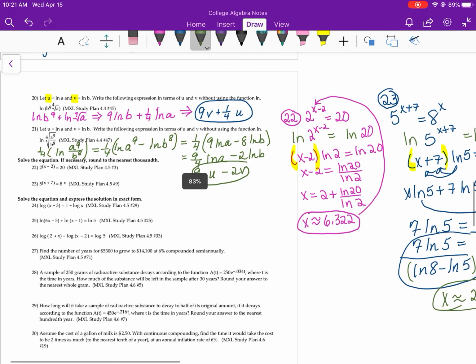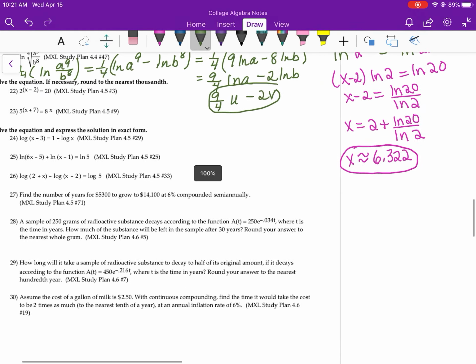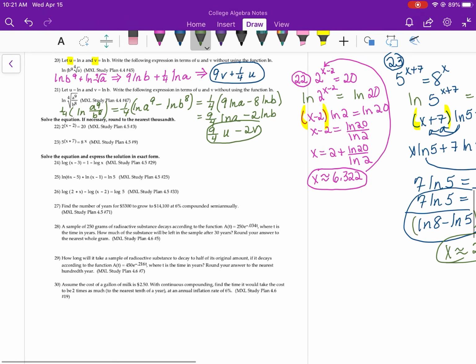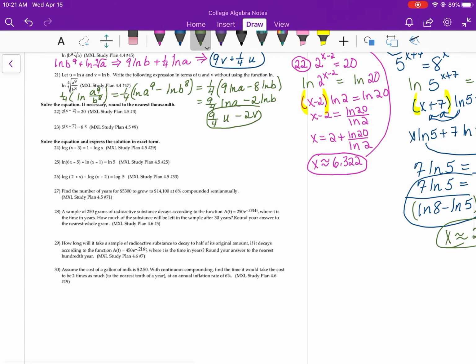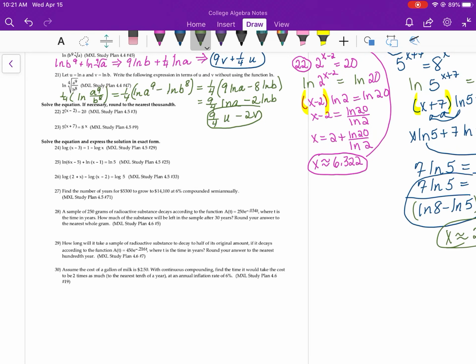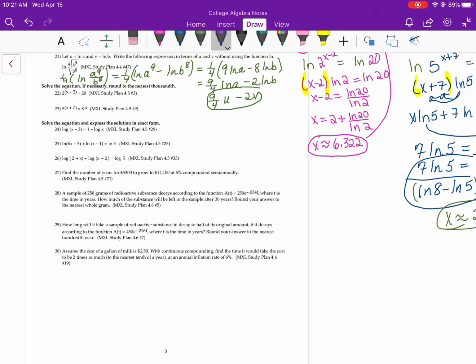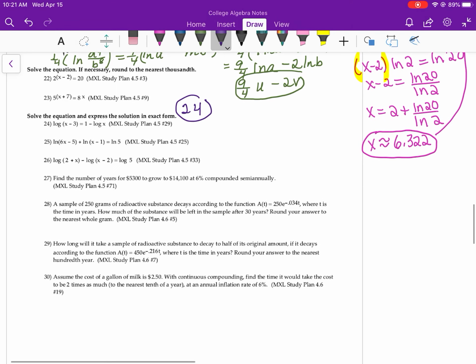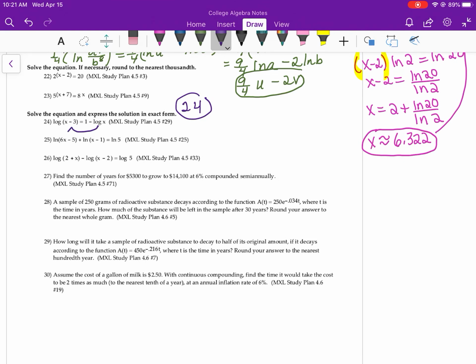Okay, from here we get into log equations. So let's see, I'm going to do my best to kind of squeeze some of them in. I might have to put some others over here in the margin, but we'll make it work. 24. Let's use green. Nope, purple. Okay, the first thing I want to do on 24 is I want to bring this log to the other side so that I get the logs together on the same side of the problem.